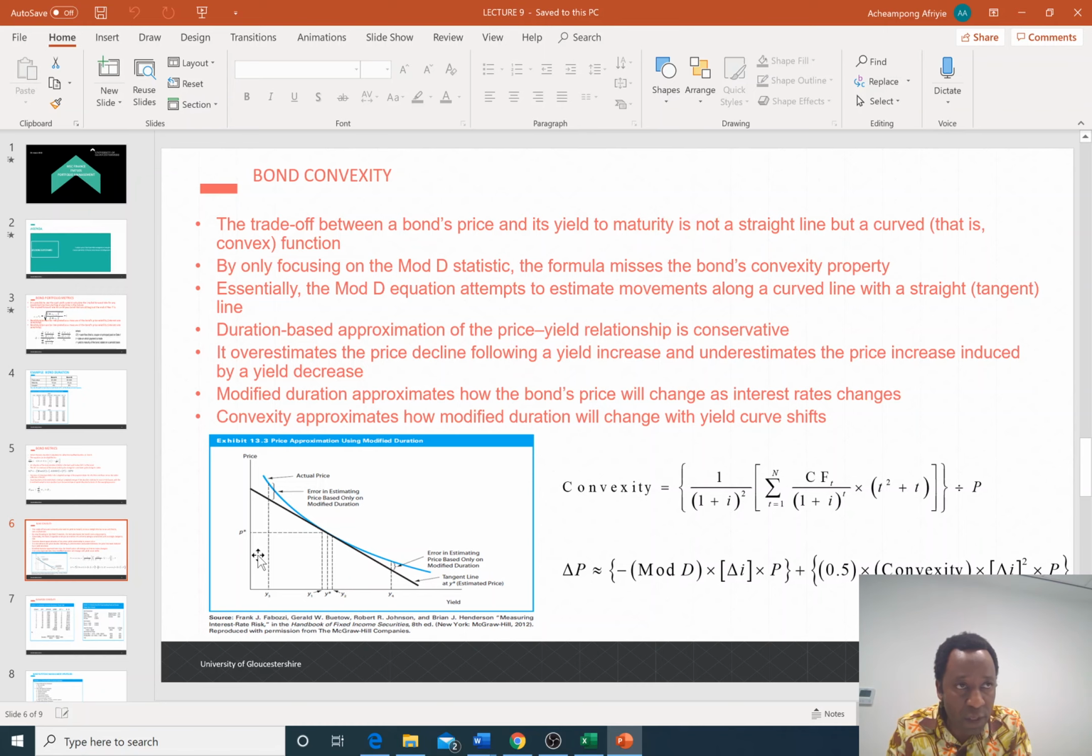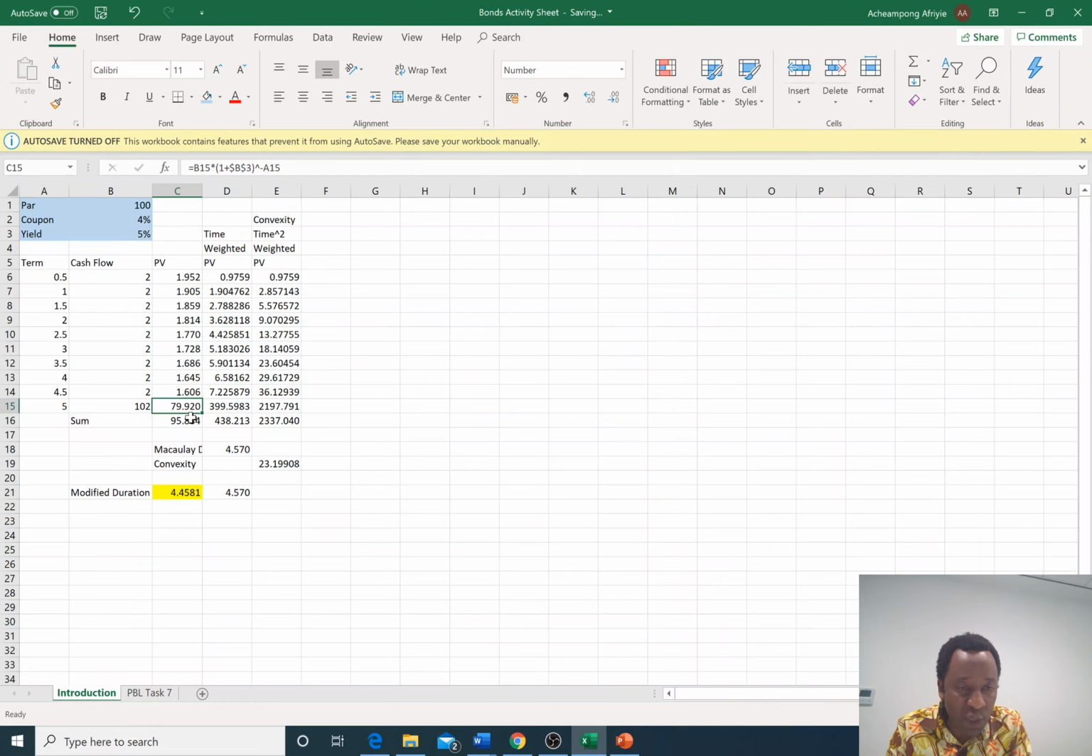So for small, tiny changes to yield to maturity, the price wouldn't change much. But for bigger changes in yield to maturity, the actual price will be very different from what we predicted by the duration. Okay, so to work out that, we need to be able to estimate both the duration and the convexity. So let's go on then and do that. I'll demonstrate that in a minute.